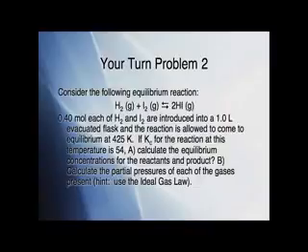flask. Remember that evacuated means that there is no other gas present. It's essentially a vacuum in the flask until you add in the H2 and the I2. It's allowed to come to equilibrium at 425 Kelvin, and the Kc value for this is 54. So we want to calculate the equilibrium concentrations for the reactants and the product. And then after we do that, we want to calculate the partial pressures of each of the gases present.